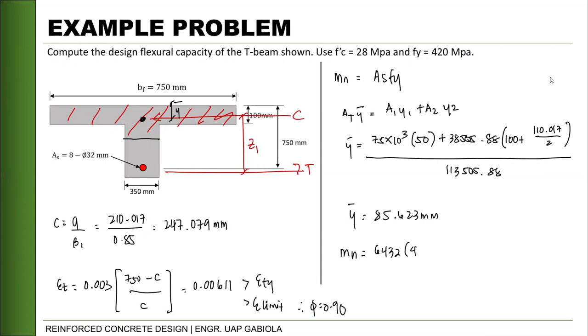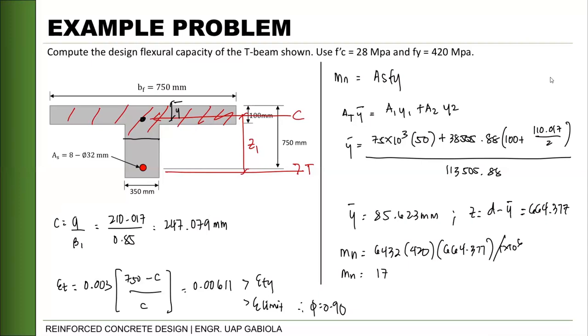Okay? So, Mn now will be equal to AS, which is 6432, Fy is 420, and our moment arm, this is our Z1. Therefore, according to the figure, Z1 is equal to D minus bar Y. So that is 750 minus 85.623, which is 664.377. Okay? So Mn is 6432 times 420 times 664.377, divided by 1 million.